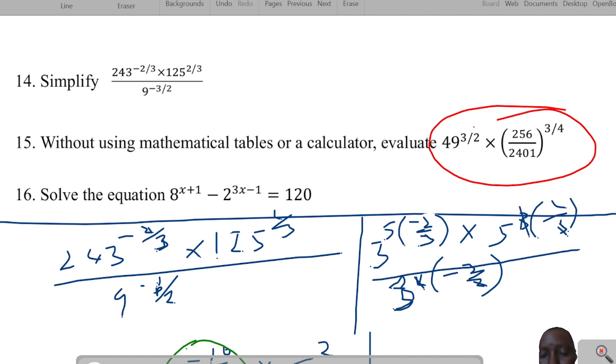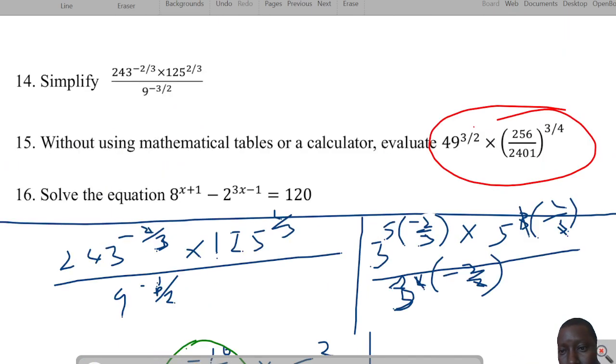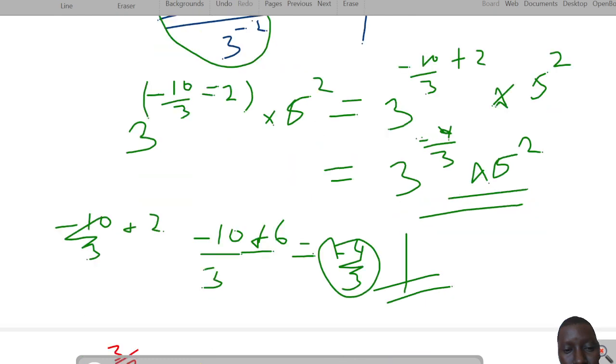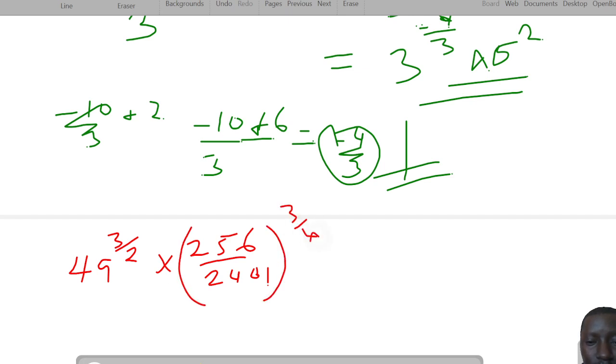So I want to write the question down. We have 49 power 3 all over 2, and this one times 256 all over 2401. And all this is raised to power 3 all over 4.